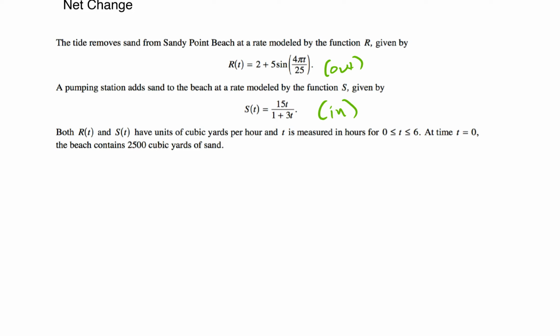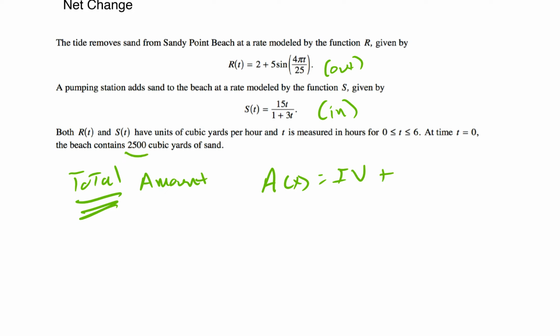So a couple things to keep in mind. Anytime you want to find the total, this is only for the total amount. Again, total amount at any time. You want to make up your own equation. It's like A of x equals the initial value. In this case, that'd be 2,500 cubic yards plus the integral of the in minus the integral of the out.